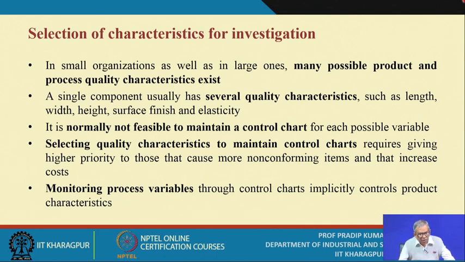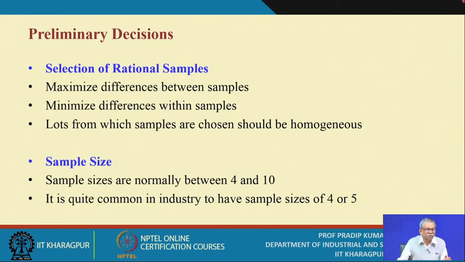So, monitoring process variables through control charts implicitly controls product characteristics, because when I refer to a particular process, that is the process for which a control chart is to be drawn. The control chart is to be drawn or constructed for quality characteristics, and this quality characteristic is related to a particular product.